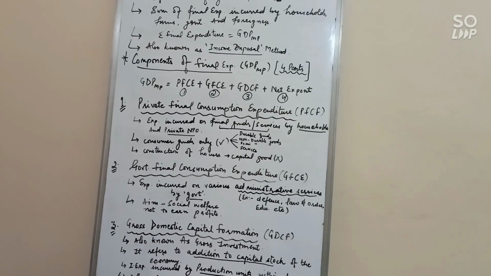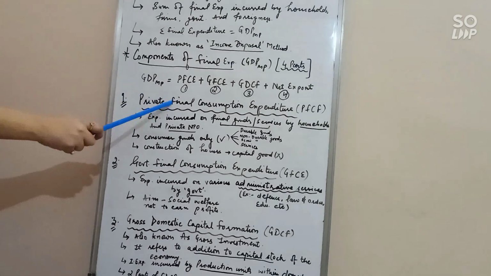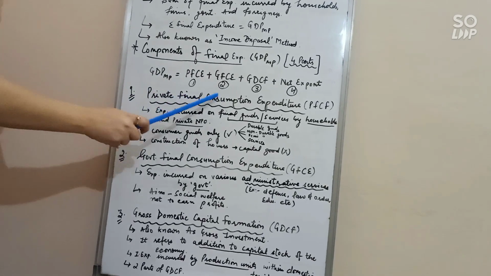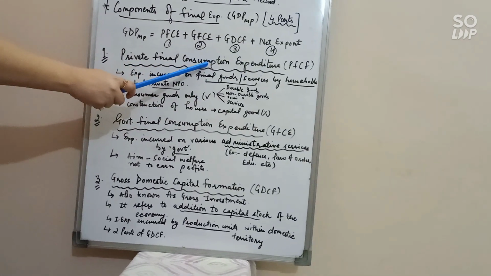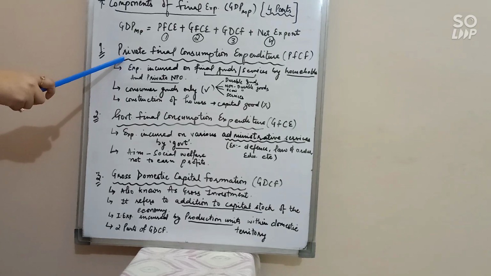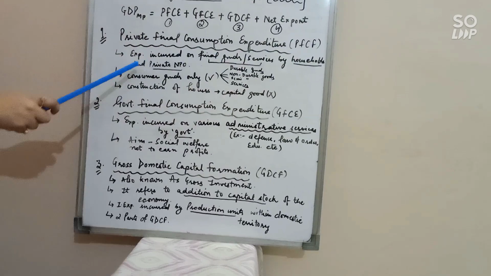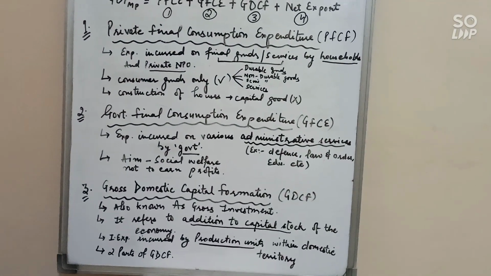Now this expenditure is done by two further sectors. One is the household sector, second is the government sector. So here we are using the word private. This private word indicates the household sector. So we have private final consumption expenditure, which means the expenditure incurred on the consumption of final goods and services by household sector, or we can write expenditure incurred on final goods and services by household and private NPO also. Private NPO means private non-profit organizations.